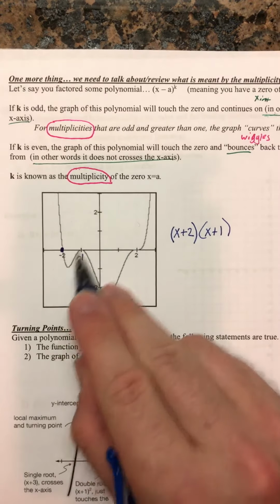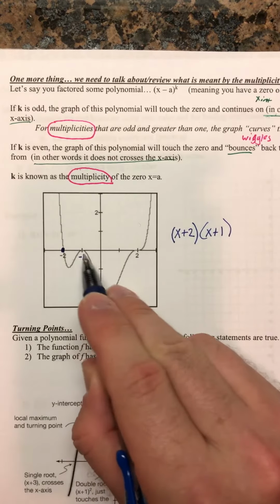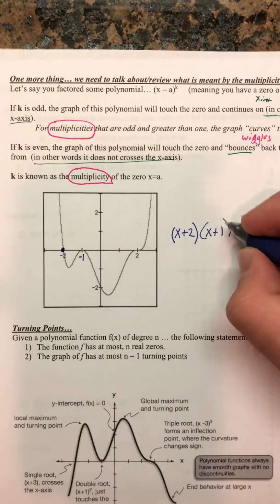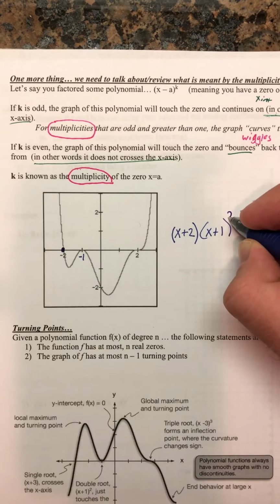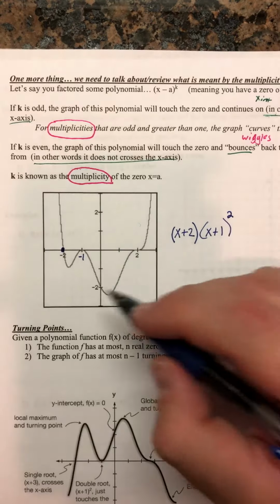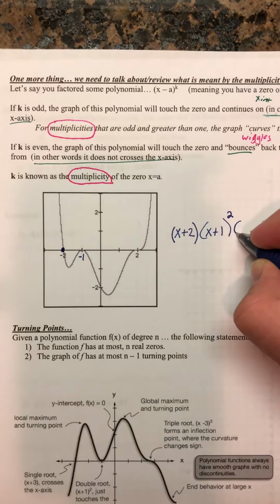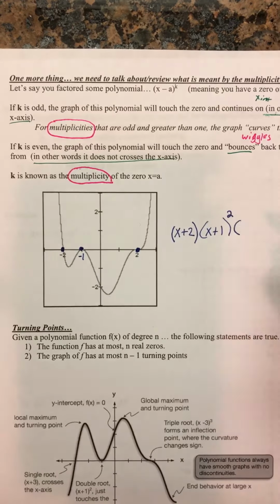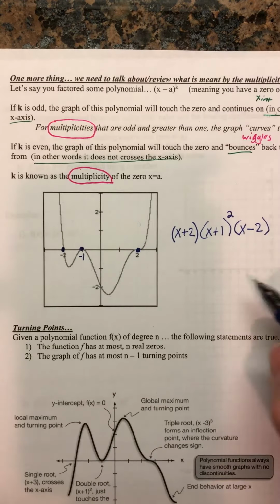However, did I cross the line or did I bounce back from the line? Well, as you can see, I kind of bounced back from the line. That means this is going to have a multiplicity of 2. And the last x-intercept that I have is over here at 2. That means I had to have x minus 2 as a factor.